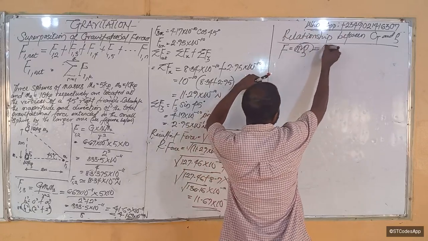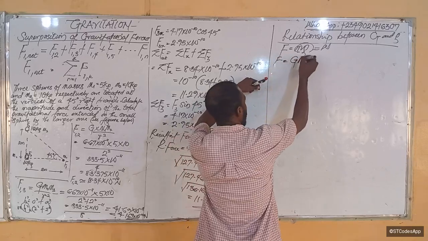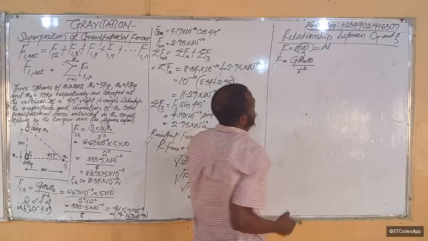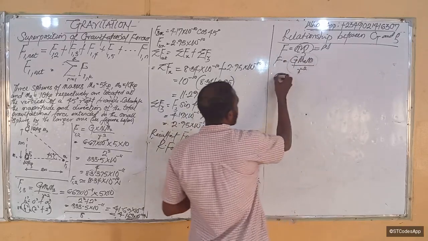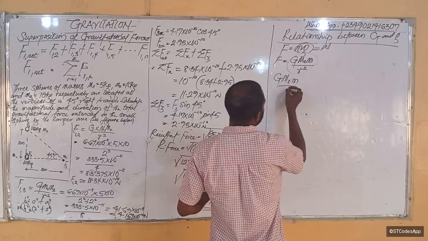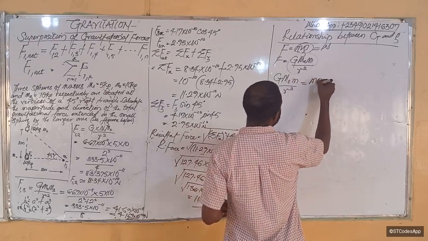So this is the weight of the object. But the force of attraction according to Newton is G, mass of the earth, times the mass of that body, over the distance between them. So if we equate the forces, we have G M_E m over r squared is equal to mg.